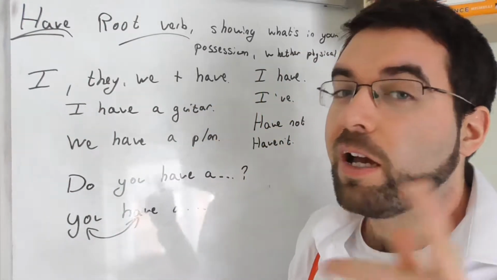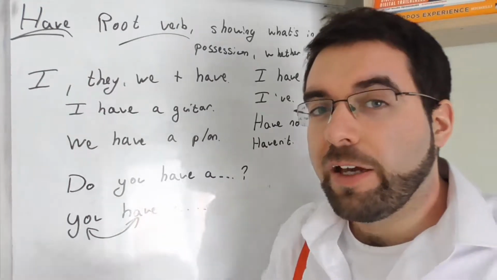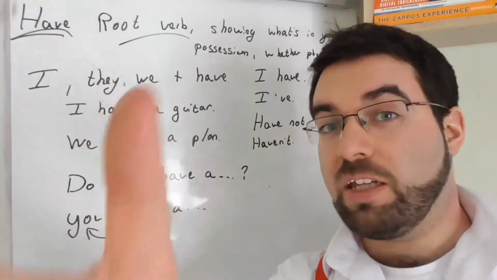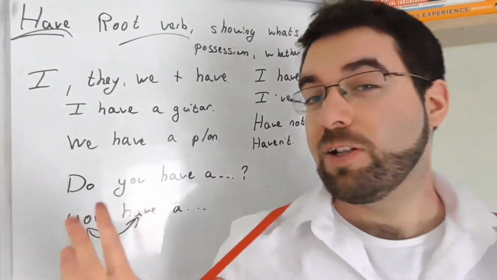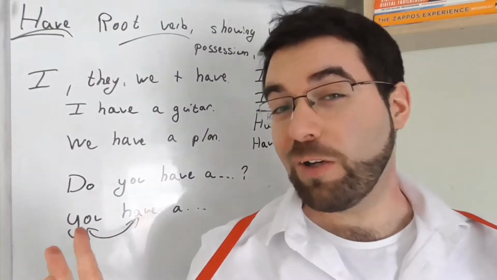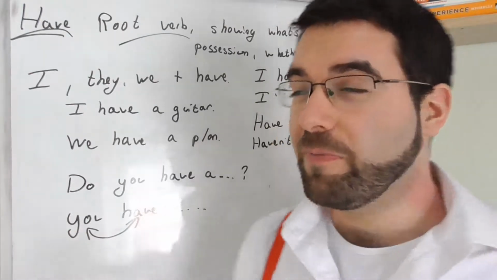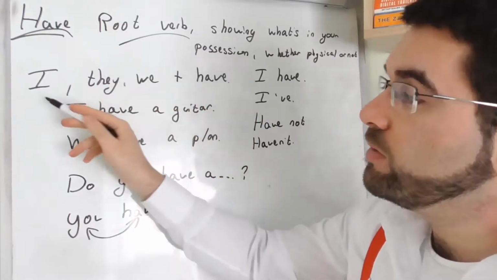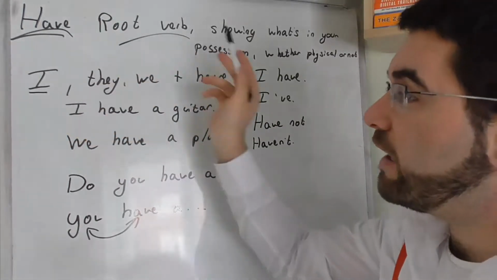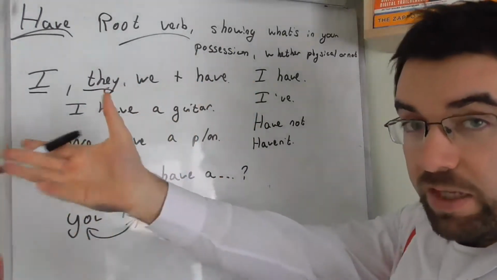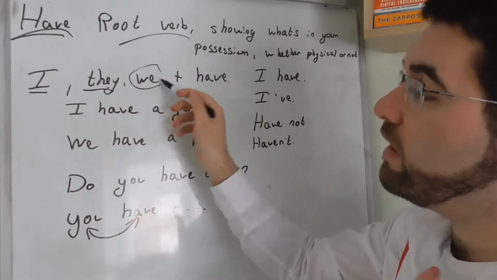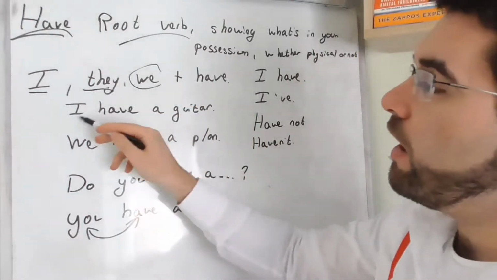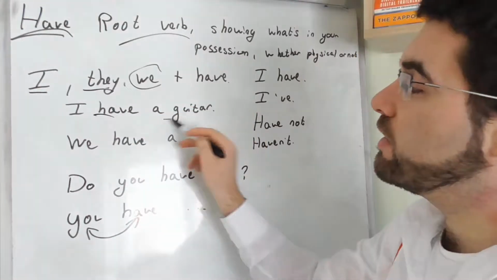I had a thought. Well, I have anything. I have a pen. I have a whiteboard. I have a camera. I have suspenders. Very fashionable. So we then use to say, I have, they have, we have, us, we have. I have a guitar.